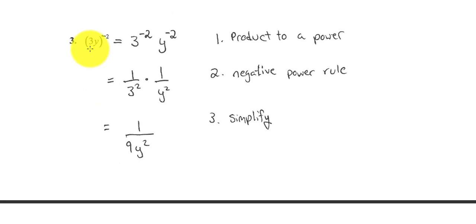So now the 3 is inside the parentheses. So the 3 is going to be attached to the negative 2. The y is going to be affected by the negative 2. So we write 3 to the negative 2, y to the negative 2. To get rid of the negative exponent, we take the reciprocal of our bases. So we're going to have 1 over 3, make the exponent positive. 1 over y, make the exponent positive. And 1 over 3 squared simplifies to 1 over 9. And we can put this all together to end up with the result of 1 over 9y squared.